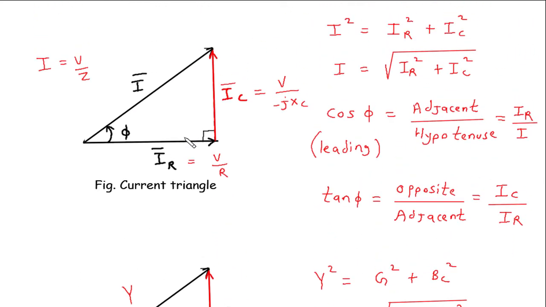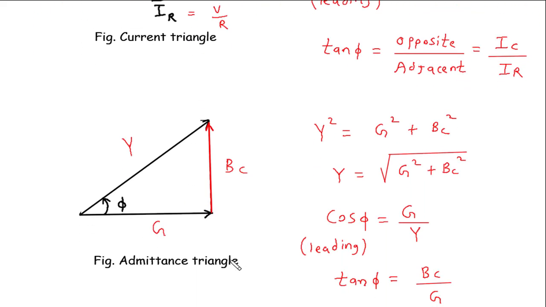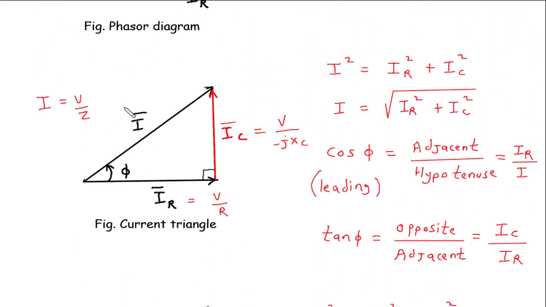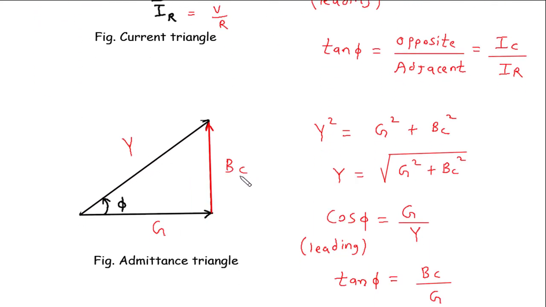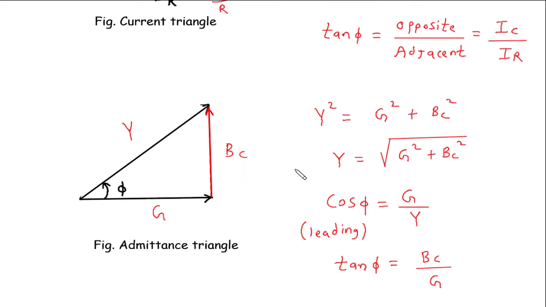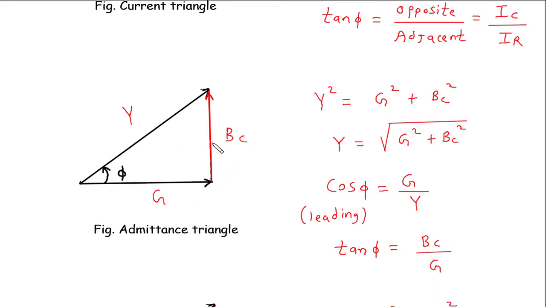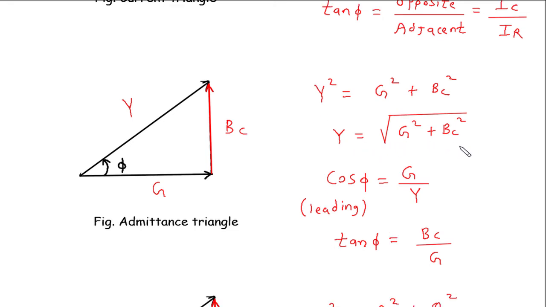Now from this current triangle we can draw the admittance triangle. If we divide all the sides of this current triangle by voltage V, then what remains? 1 by Z, and here 1 by XC, and here 1 by R. So 1 by Z is again admittance, and capacitive susceptance and conductance. Again this is a right angle triangle, so Y square is equal to G square plus BC square using the Pythagoras theorem. Therefore Y is equal to under root of G square plus BC square.